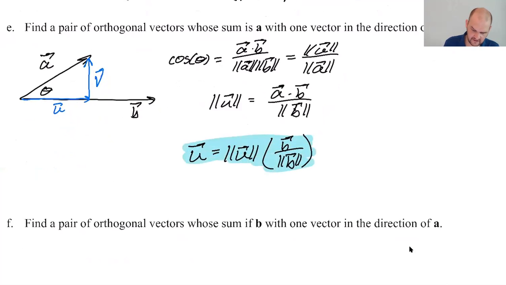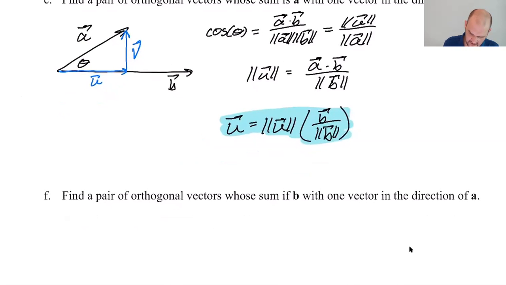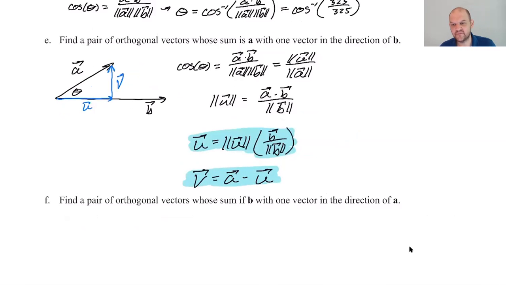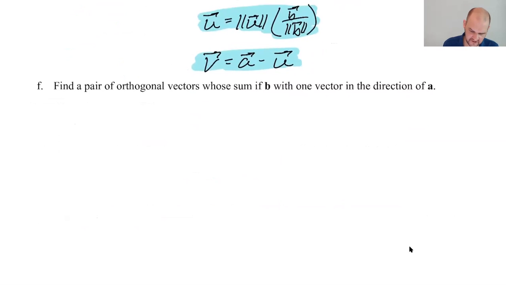And then I also need to find the other vector, but I know that u plus v equals a. So v is going to be a minus u. And I'm going to use a calculator to find that also. And then I'm just going to keep doing the work here. So let's see how things change.